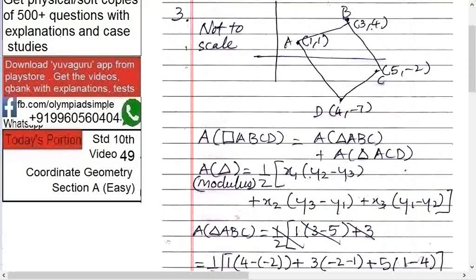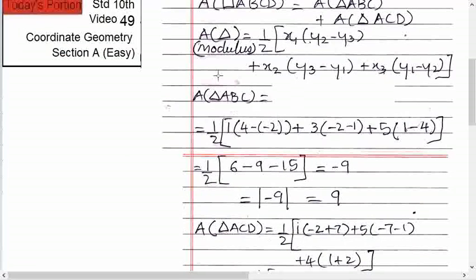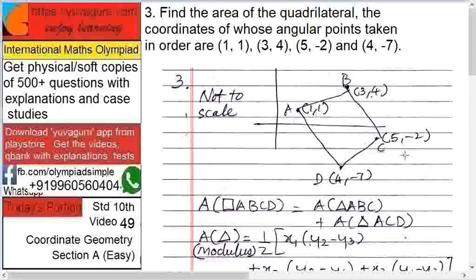So let's move on. Therefore area equals 1 upon 2 into x1 is 1, y2 is 4, and this y3 is minus 2. So 4 minus minus 2 plus 3 into similarly others, minus 2 minus 1 plus 5 into 1 minus 4. So solve them, you will get minus 9. But what did we say? It's modulus. So modulus of minus 9, that is 9. So area of triangle ABC is 9.